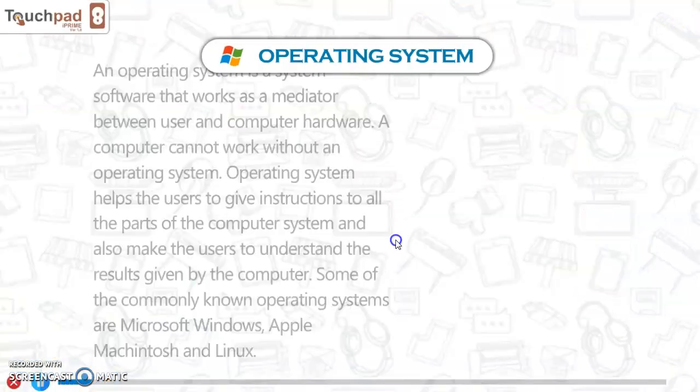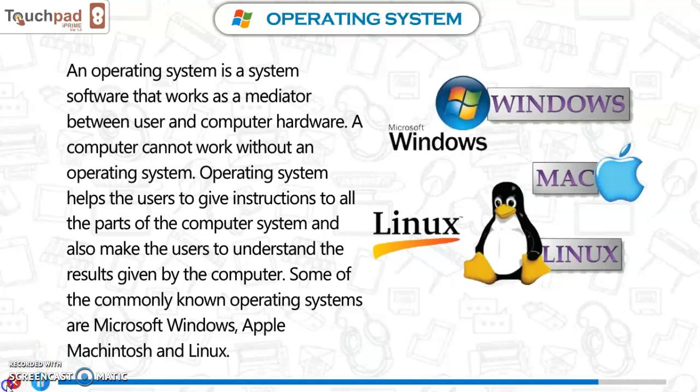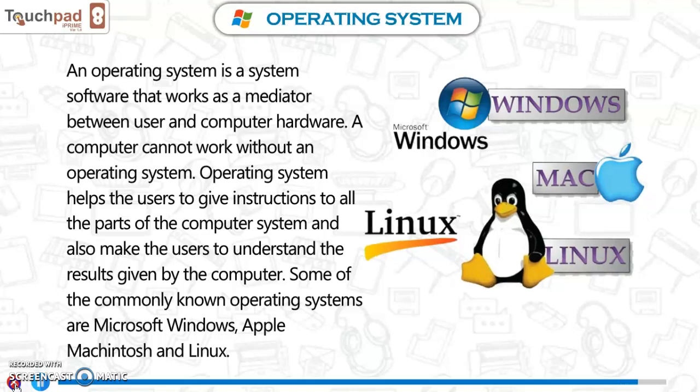Operating system. An operating system is a system software that works as a mediator between user and computer hardware. A computer cannot work without an operating system. An operating system helps the users to give instructions to all the parts of the computer system and also helps the users to understand the results given by the computer. Some of the commonly known operating systems are Microsoft Windows, Apple Macintosh, and Linux.